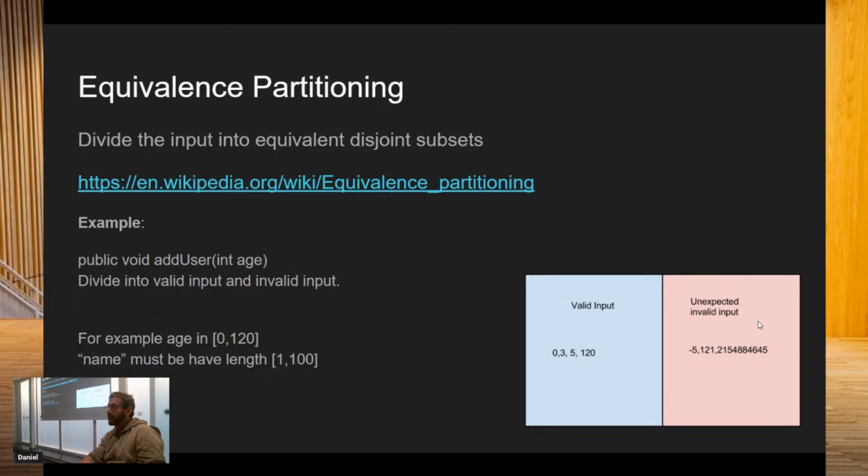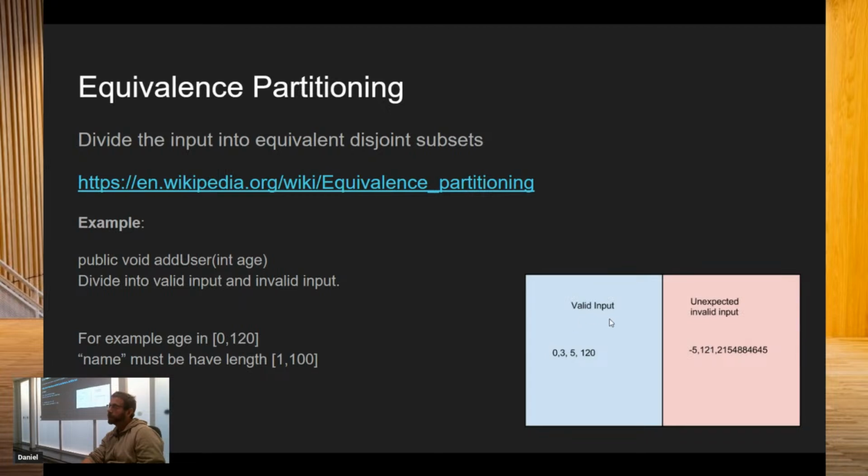Okay, invalid ages could be negative ages, ages above 120, or super high ages, really. All of the invalid ones we can put in one subset, and all of the valid ages in another subset. So, for instance, this could be interesting if we're going to throw an exception on these.